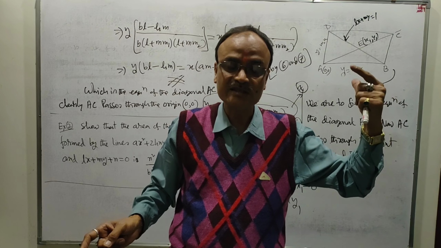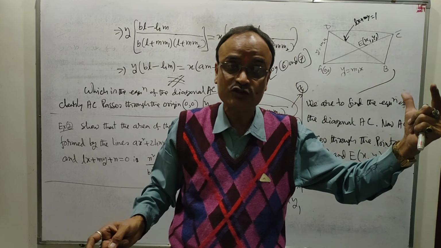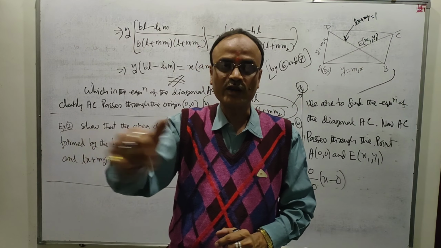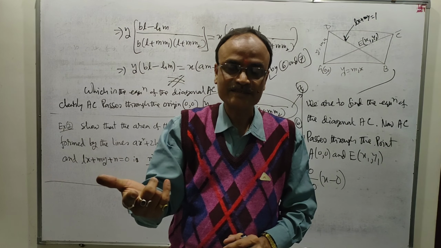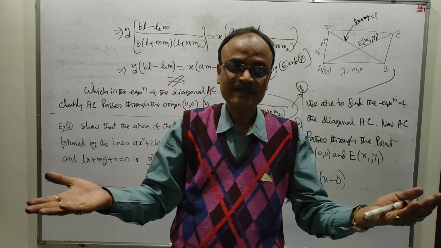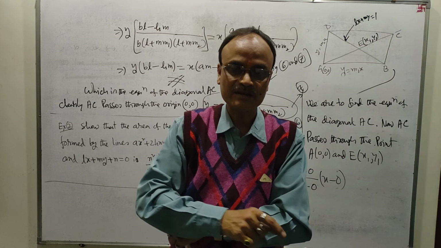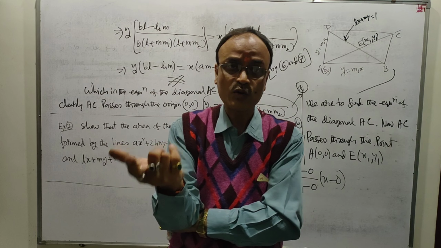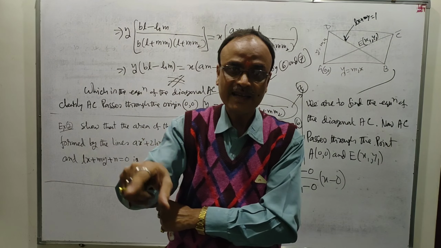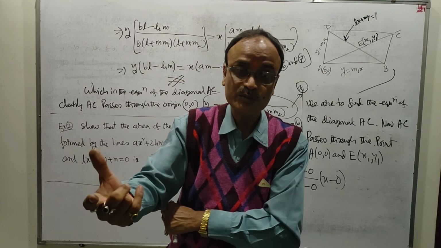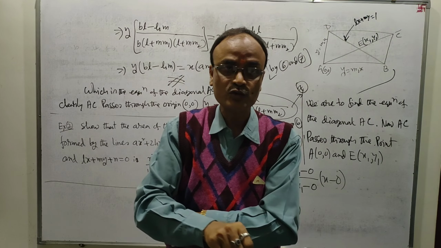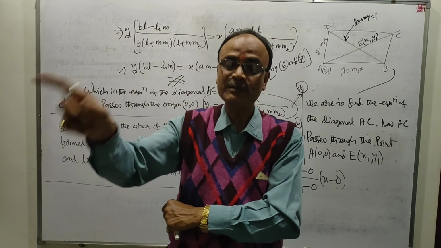What are the coordinates of D? It is the point of intersection between the straight line y equals m2x and Lx plus My equals 1. Just replace m1 by m2 in what you have just done. The coordinates of B are 1 by L plus m1, m1 by L plus m1. What are the coordinates of D? Just replace m1 by m2. Therefore, the coordinates of D are 1 by L plus m2, m2 divided by L plus m2.